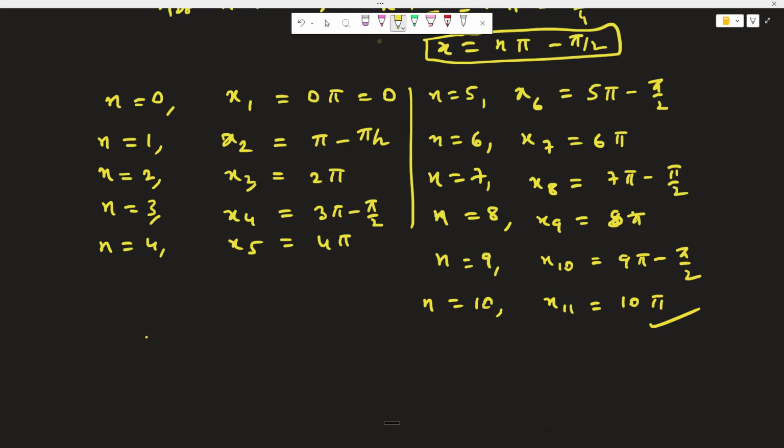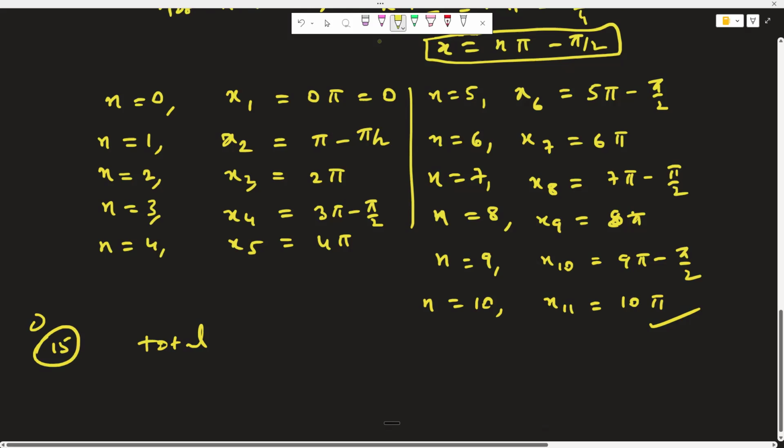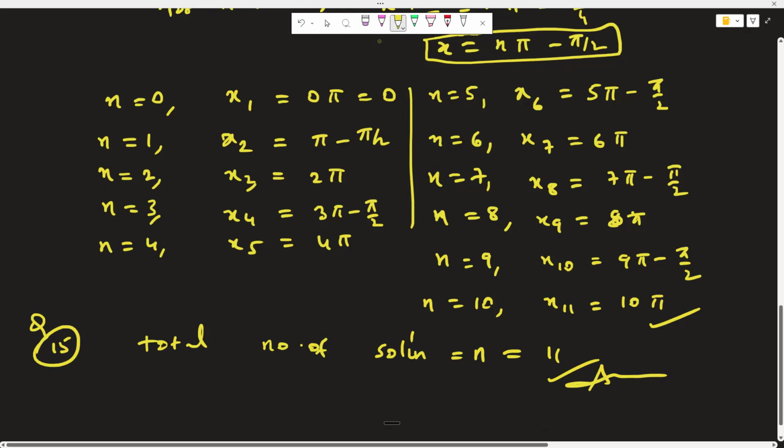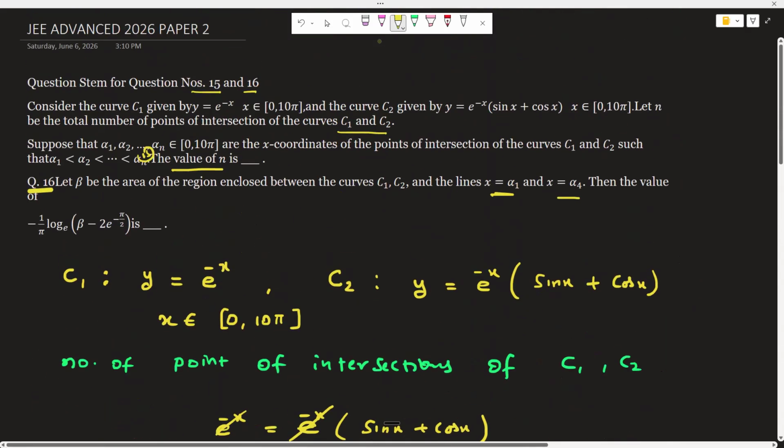So the total number of solutions, which is question number 15, is n is equal to 11. This is the answer for the 15th question. So here the answer is 11.